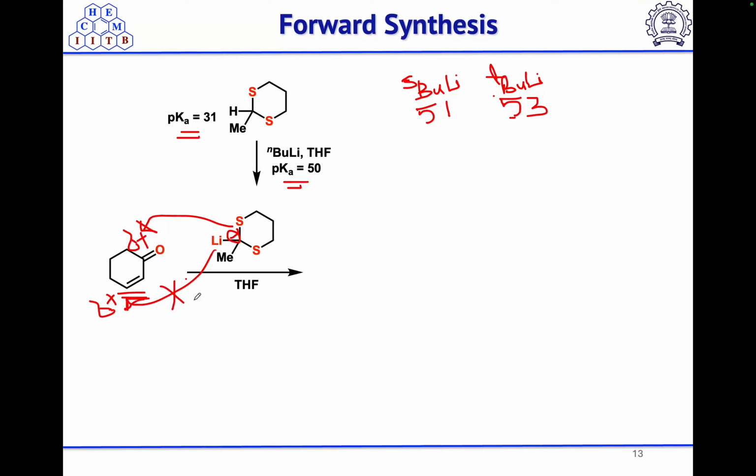Now if you use simply this lithiated species, basically 1,2 addition will happen. And if you add HMPA, hexamethylphosphoramide, a highly polar aprotic solvent, I will tell you the role of HMPA in the next slide. 1,4 addition will happen when you use HMPA, but without HMPA, normal 1,2 addition will happen. So in this case you will get this 1,2 addition product.